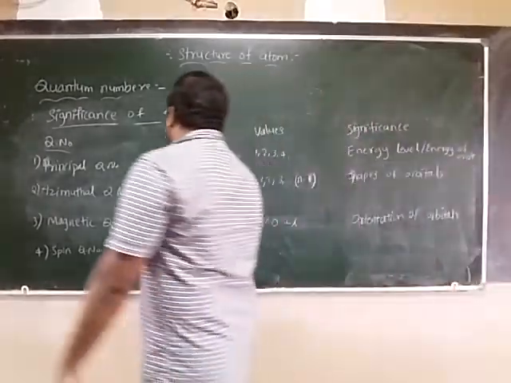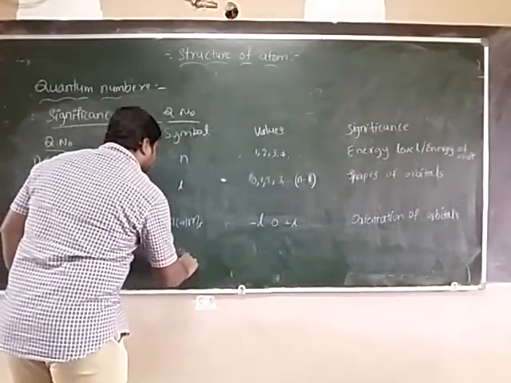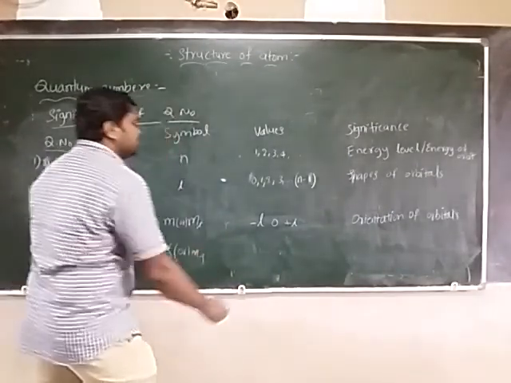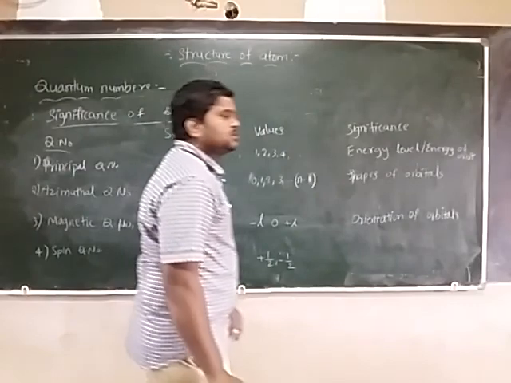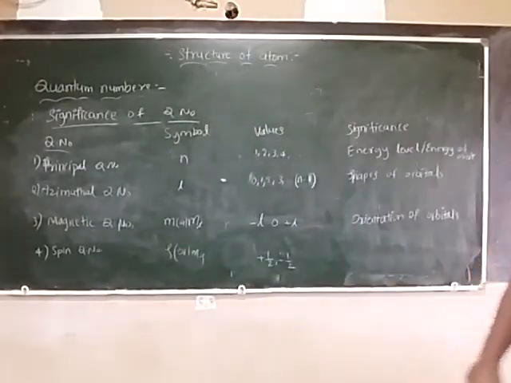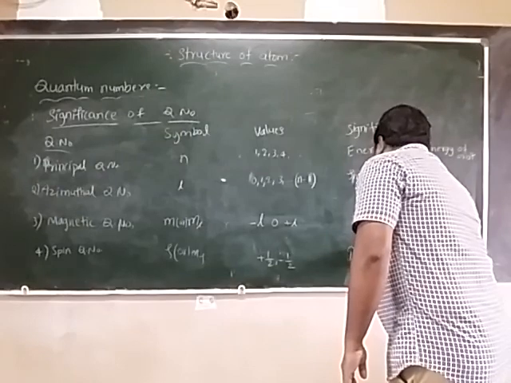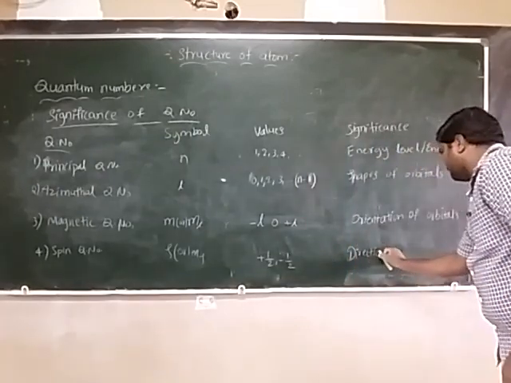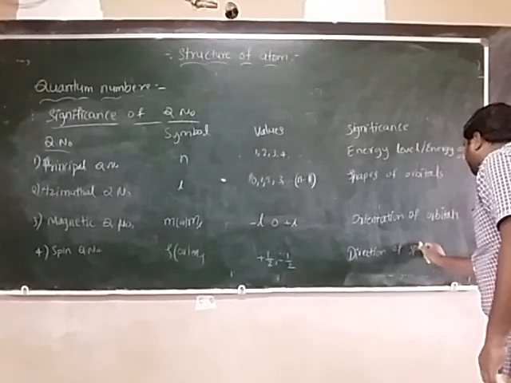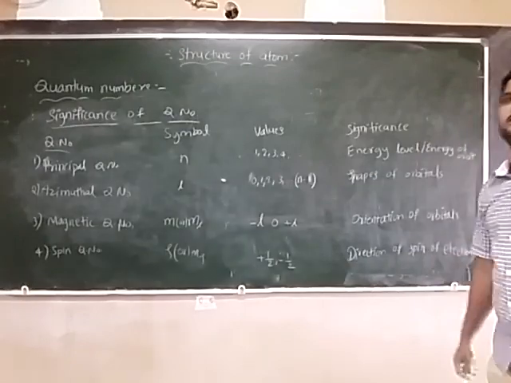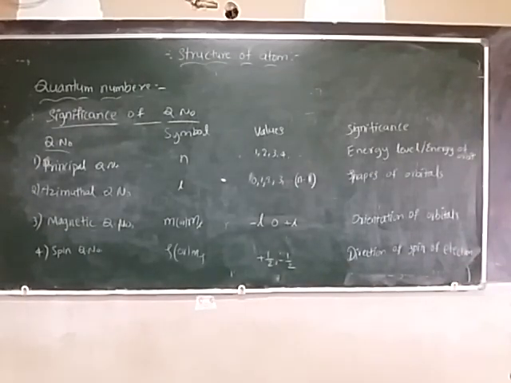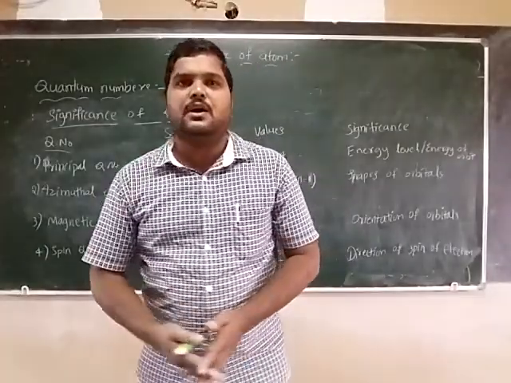And the spin quantum number is indicated with small s or ms. The values are plus for clockwise direction and minus for anti-clockwise direction. What is the significance of the spin quantum number? It gives information about the direction of spin of the electron. So this is the main significance of the quantum numbers.